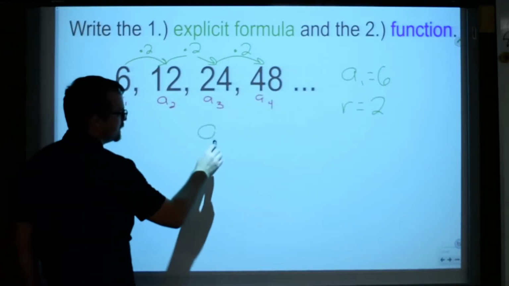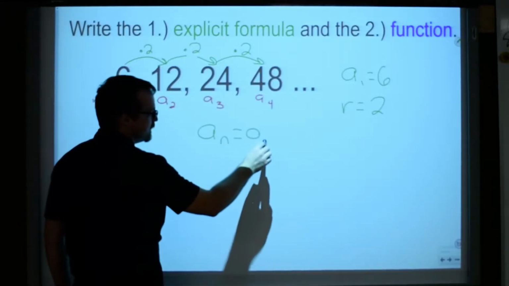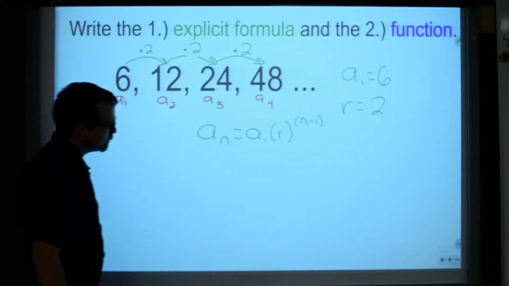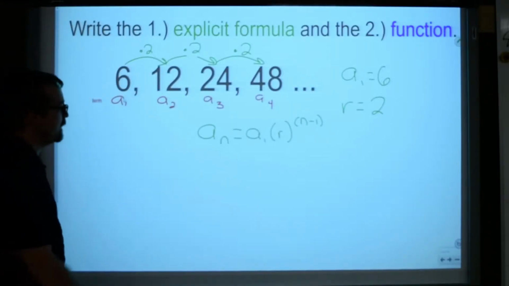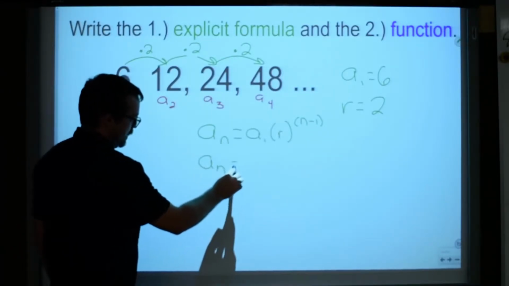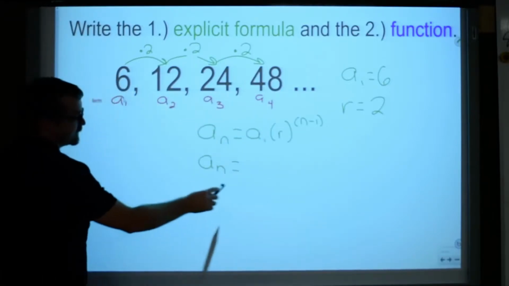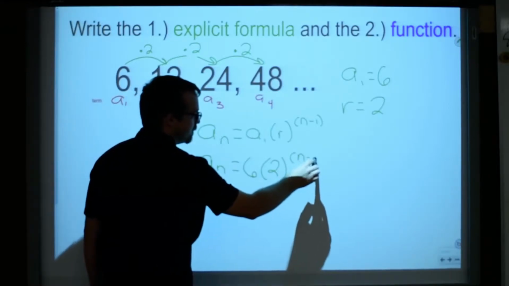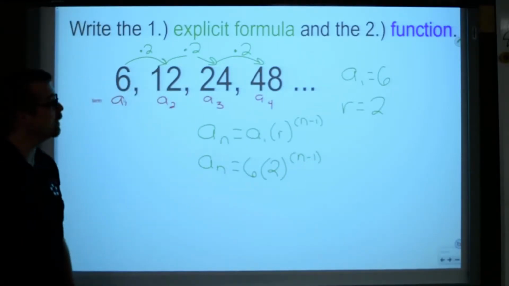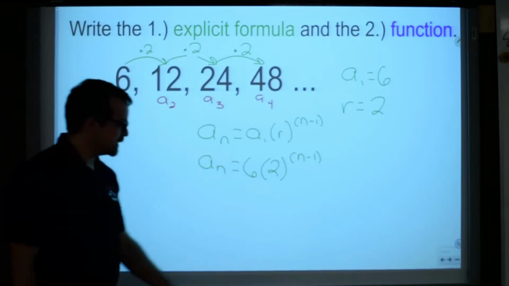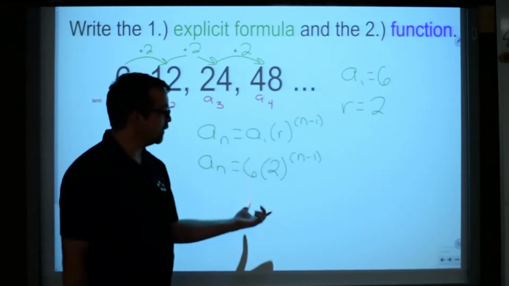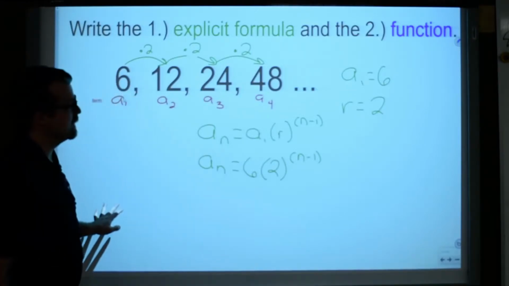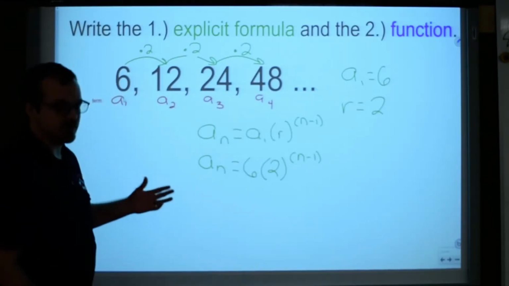A geometric sequence is a sub n equals a sub 1 times r to the power of n minus 1. And we just replace some of those values here. So a sub n equals our first term, which we said is 6, times the common ratio, which is 2, to the power of n minus 1. And that would be our number 1 here, our explicit formula. So now I'm going to go ahead and simplify it down to our function notation, and then I'll show you how you can really easily get that without having to do that.